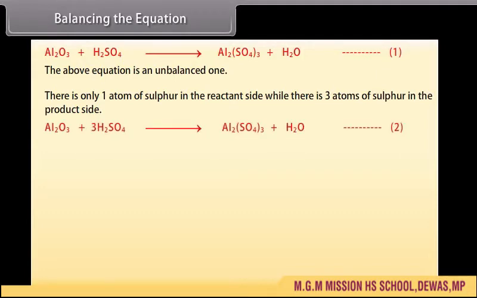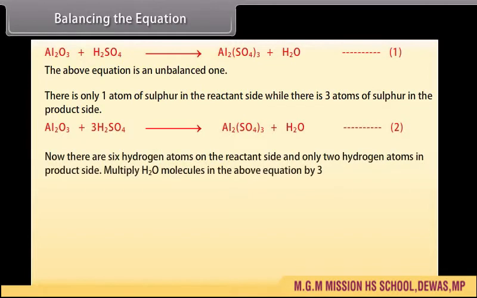Al2O3 plus 3H2SO4 gives Al2(SO4)3 plus H2O, equation 2. Now there are 6 hydrogen atoms on the reactant side and only 2 hydrogen atoms on the product side. Multiply the H2O molecules in the above equation by 3.